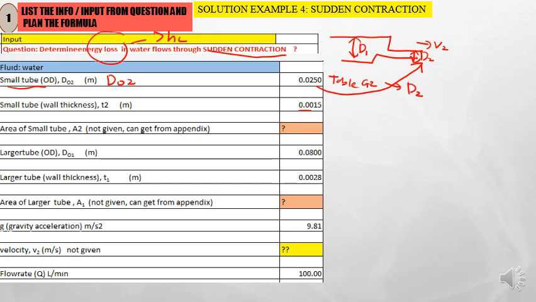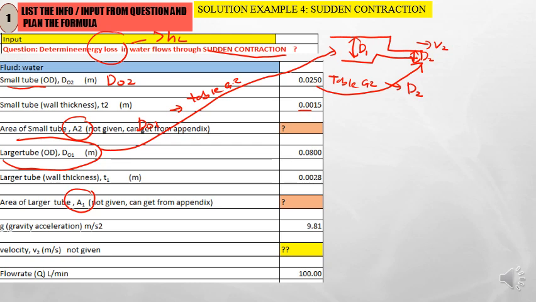Same again for D1, which is for the bigger part. This one we already have the DO1. So we have to refer to table or appendix G2 to get the D1 value. Same for the area as well. We have to get it from the table.